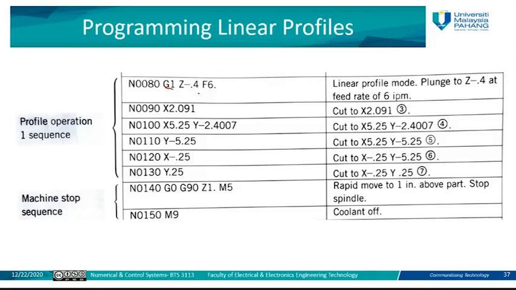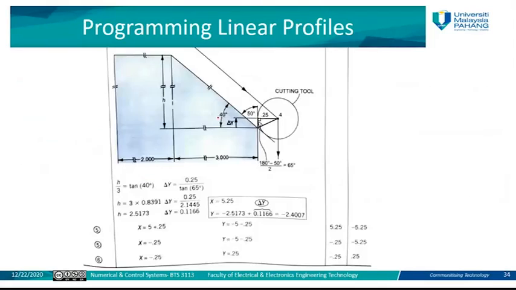That means it will go to a depth of 0.4 at the feed rate of 6. So we define the value of the feed rate here, which is 6. That means to cut or to mill the part. Then from this point until point number 7, the cutting machine will move from one coordinate to another coordinate, as you can see here.